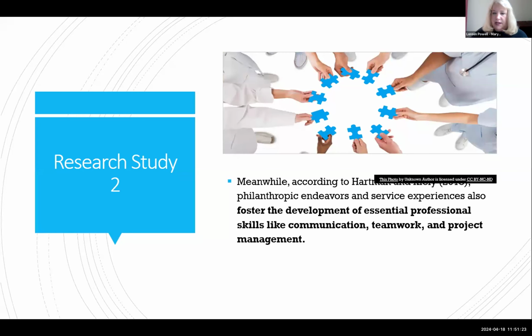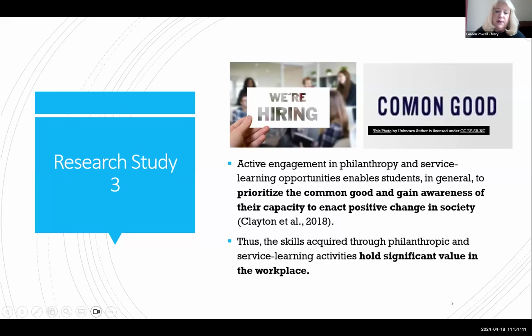We also go to a next study, and in particular, we look at Hartman, and he talks a little bit about service learning experience fostering essential professional development skills, such as communication, teamwork, and project management. We also think a little bit about another research study. Clayton in 2018 says this: we've got to do it for the common good, right?